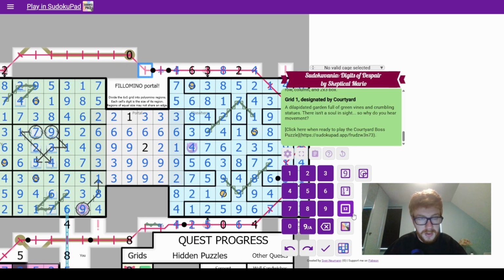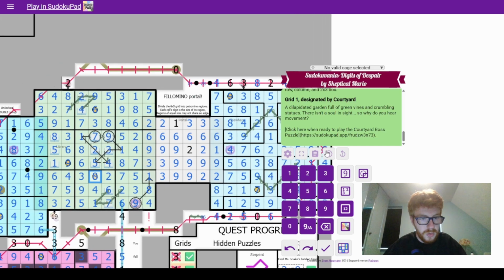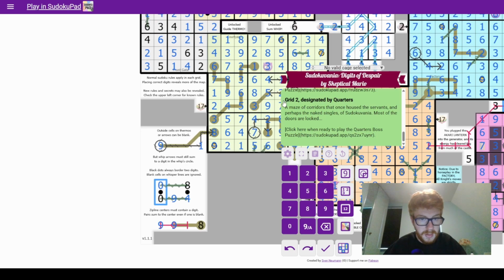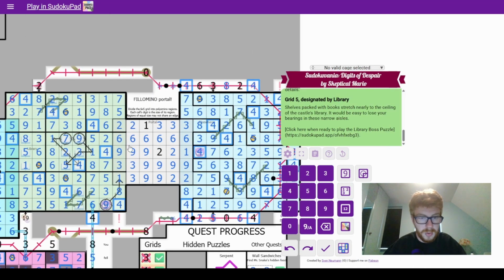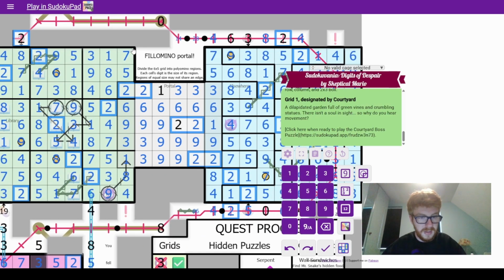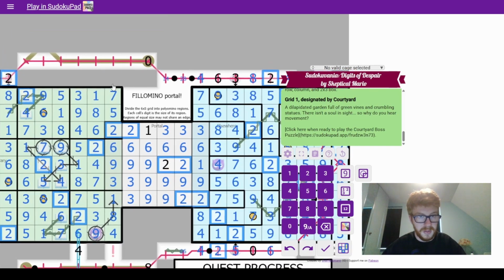So this now is either 1 or 4, and it cannot be 16. So this is 1 or 4. Do dots always have to contain digits? What did it say? Black dots border 2 digits. Yes. And blank cells are ignored. Okay. So these black dots always contain digits. That is just a fact type of thing.